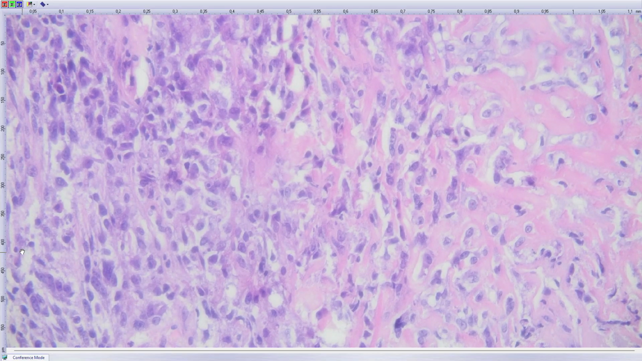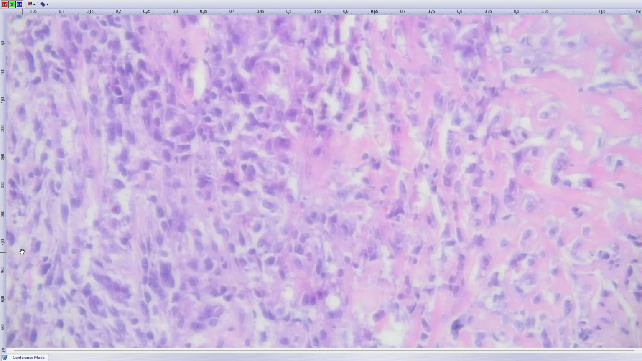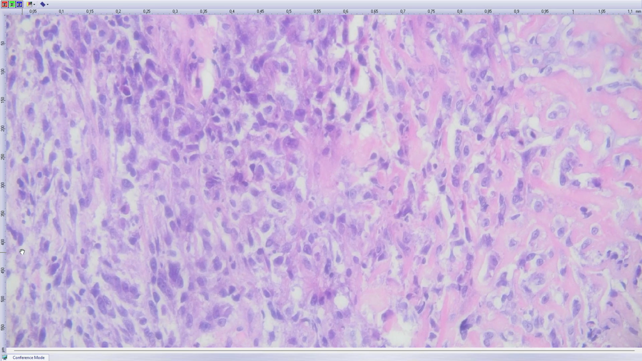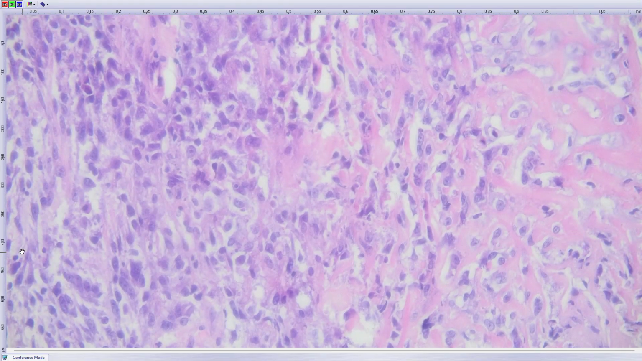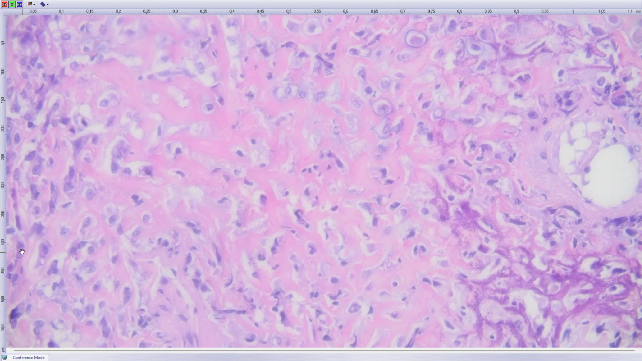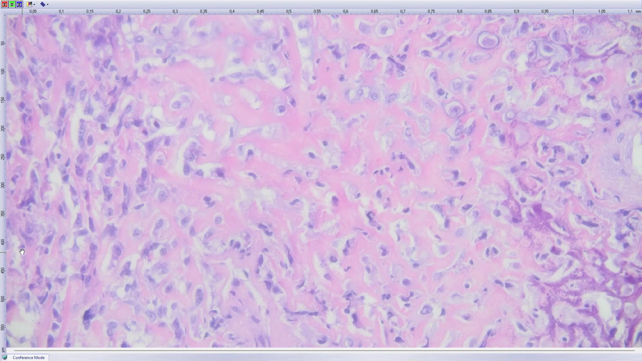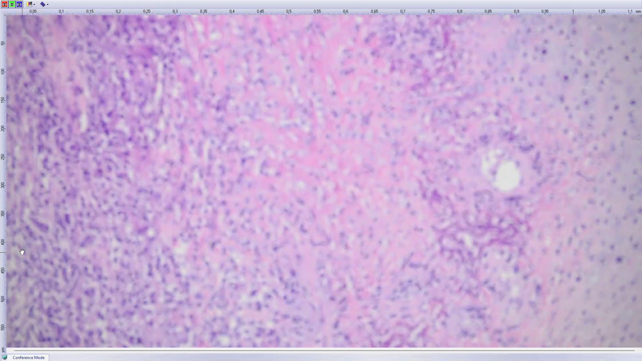So the spindle cell component is of course SATB2 positive because these are malignant osteoblastic cells, and this pinkish stuff is osteoid. And together, this is a picture of chondroblastic osteosarcoma.